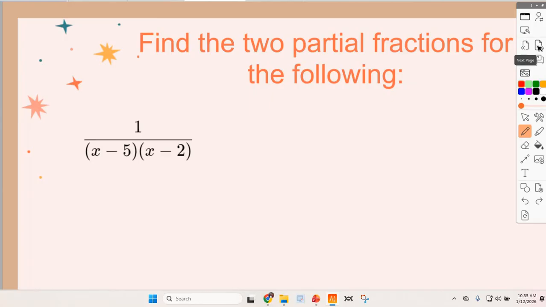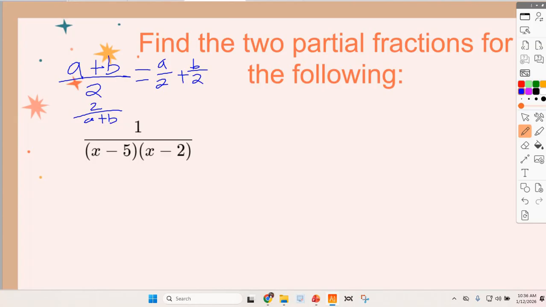So it says find the two partial fractions for the following. Let's think about if I gave you something like a plus b divided by 2. Can I break that apart? Yeah. What would it become? A over 2 plus b over 2. However, what happens if I have 2 divided by a plus b? Can I break that apart now? No, right? Because I would have had to find a common denominator and simplify and add them together in order to get something like that.